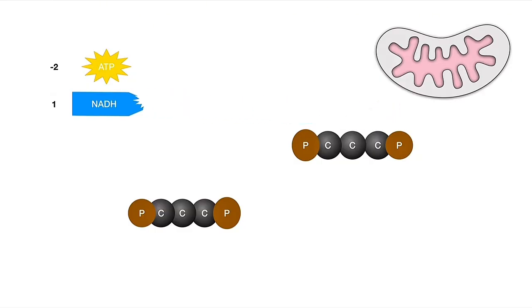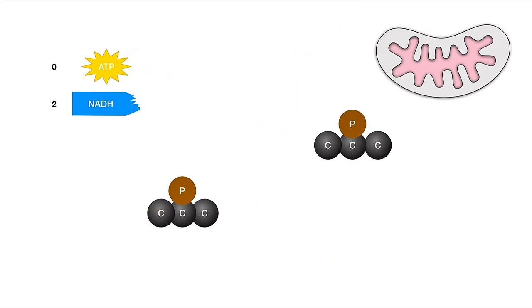Then, 4 ATP are produced by substrate-level phosphorylation. As you can see here, to recap, in goes G3P, NAD+, and 4 ADP. Things that go out are pyruvate, 2 NADH, and 4 ATP.